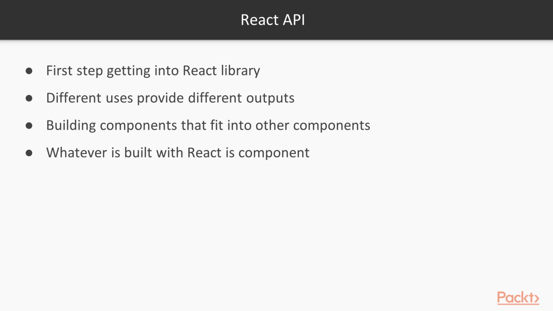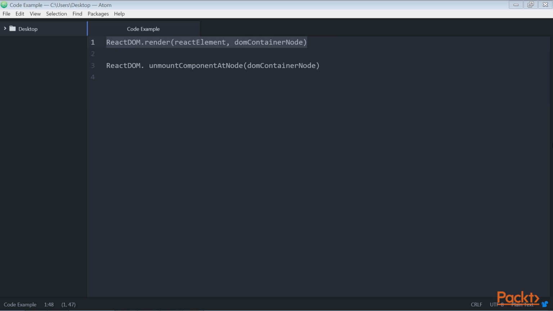Generally, we are building components that fit into other components while we are dealing with React, and we're assuming that whatever is built with React is a component. However, this is not true. There needs to be some other way to write supporting code to bridge the external world with React. Observe this code snippet. The render method is used to update the property of the component, and we can then declare a new element to render it again.